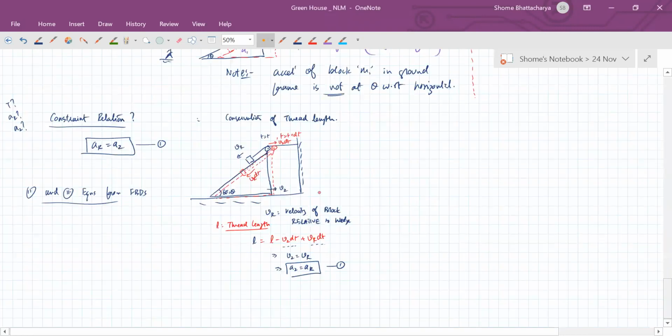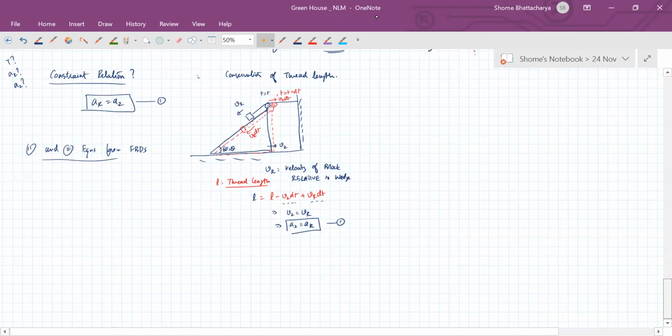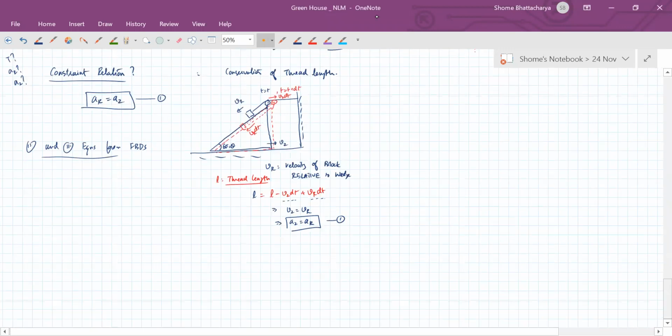Okay, so that's the constraint relation. Now next up, we have to make the free body diagrams. Okay. So now see, the next thing you should do is the free body diagram of M1, the block. Now this one should be made in the non-inertial frame of the wedge.